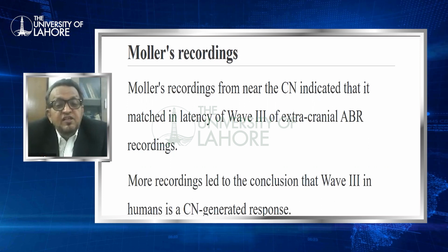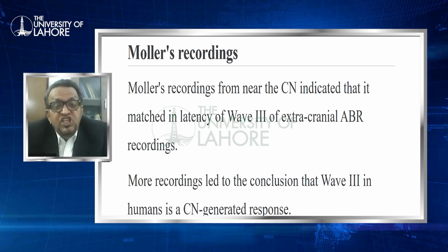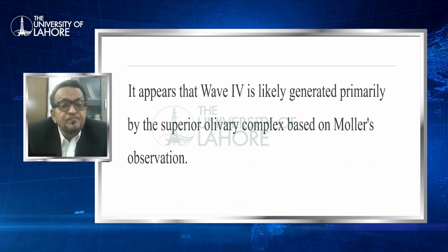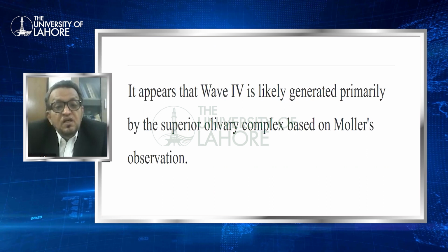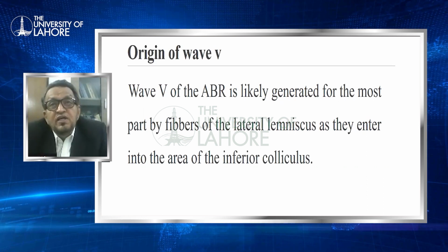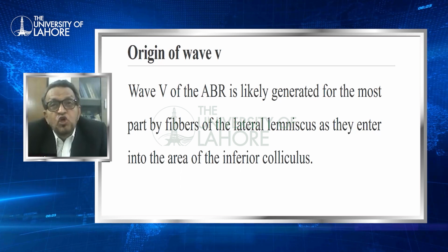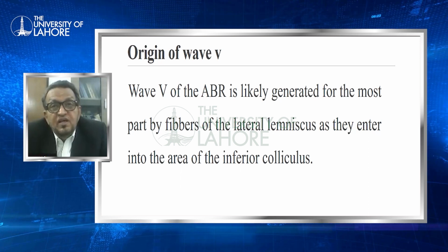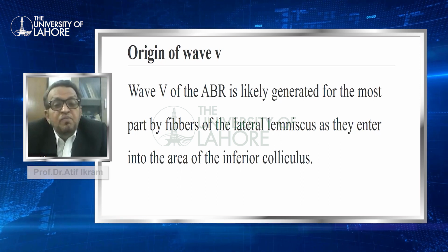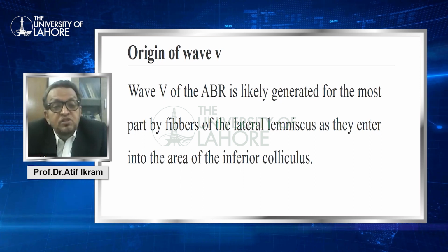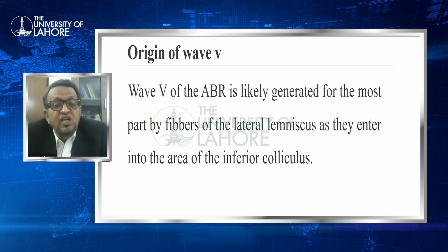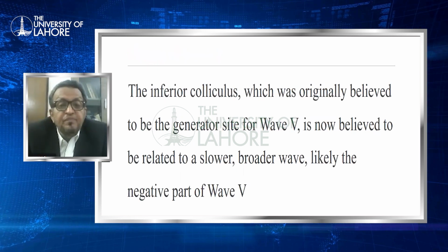We see that the third wave is generated by the superior olivary complex. And then wave 4 is generated by the inferior colliculi of the brainstem, and wave 5 is generated by the lateral part, by fibers of the lateral lemniscus as they enter the area of the brain.